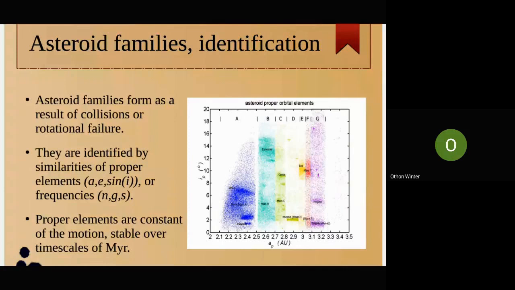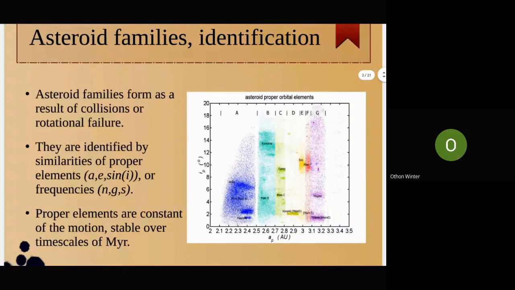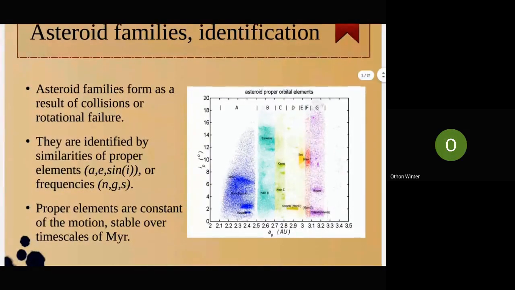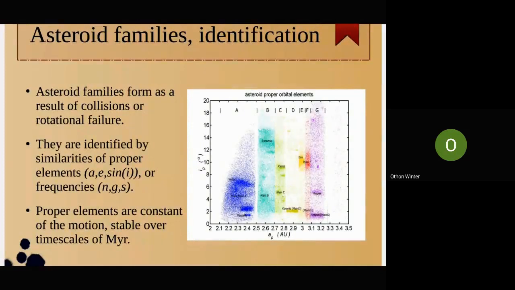Proper elements are constants of the motion and are stable over time scales of millions of years, contrary to the case of the oscillating orbital elements. So in the figure you can see some of the most important asteroid families, Eunomia, Massalia, Themis, etc., and they appear like clusters of objects in the space of proper semi-major axis versus sine of inclination.